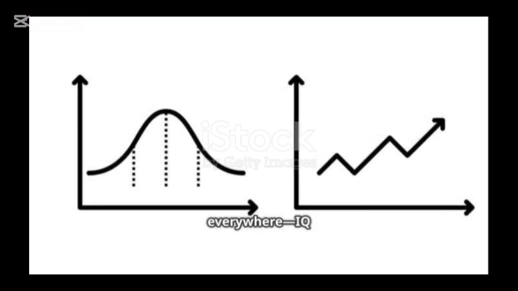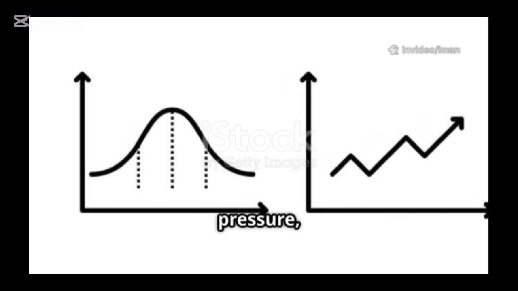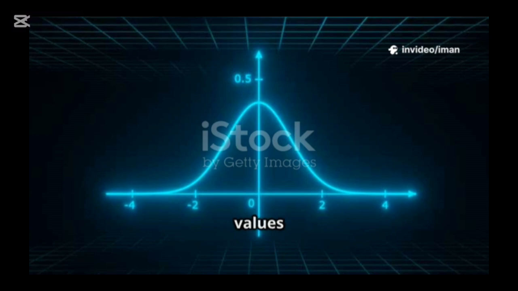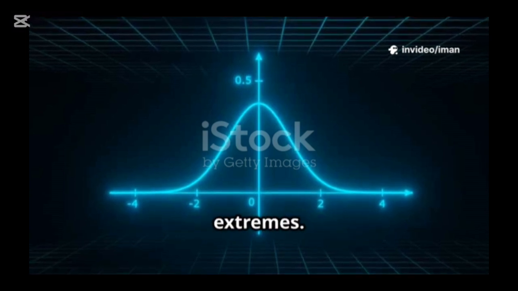This bell curve pops up everywhere. IQ scores, blood pressure, exam results. The most common values cluster in the middle, with fewer at the extremes.